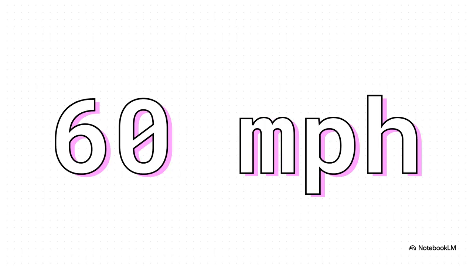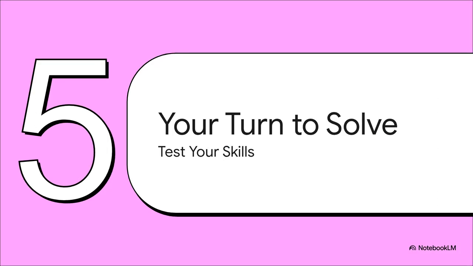Now for the easy part. You just divide the distance by the time. 120 miles in 2 hours gives us a rate of 60 miles per hour. It's a simple but super powerful calculation. All right, you've seen how it's done. Now it's your turn to flex those brain muscles and put what you've learned into practice.